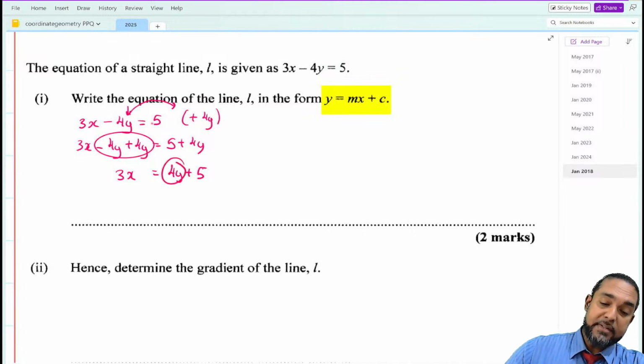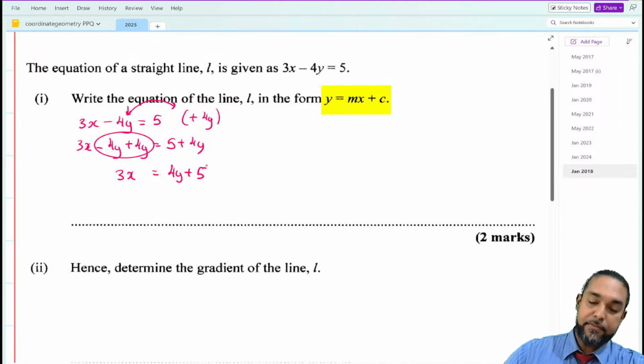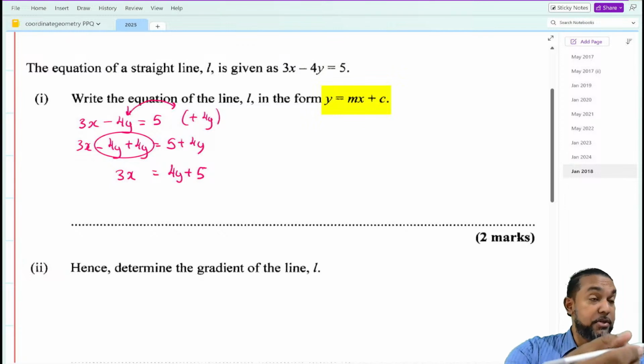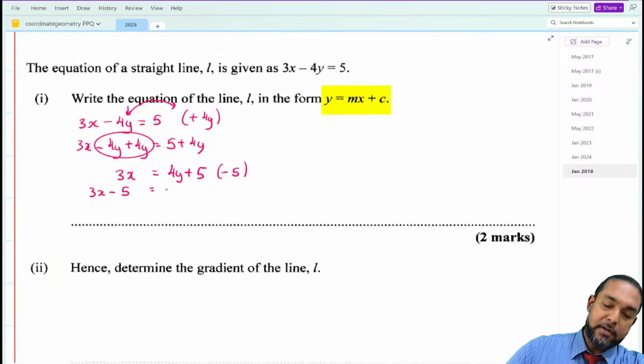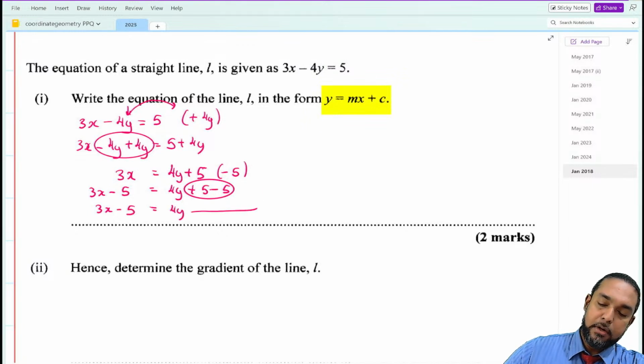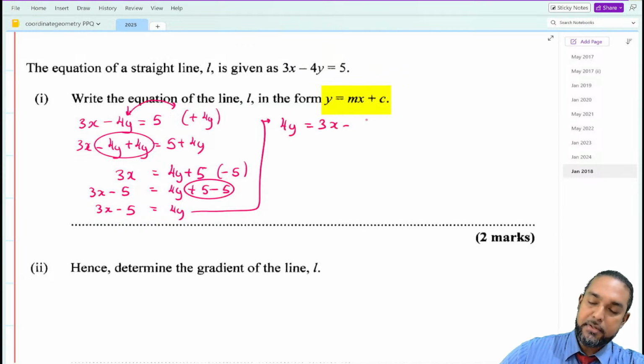Now, again, you want y by itself. So let's remove whatever's attached to the y. What about the 5? How is the 5 attached? By addition. How do you remove something attached by addition? Use the opposite operation, which is subtraction. So we're going to minus 5, again, from both sides of the equation. So you're going to minus 5 on the left side, as well as from the right side. So, of course, 5 minus 5 here will cancel to 0, leaving us with 3x minus 5 equal to 4y. Now, of course, we could also write this as 4y equal to 3x minus 5.